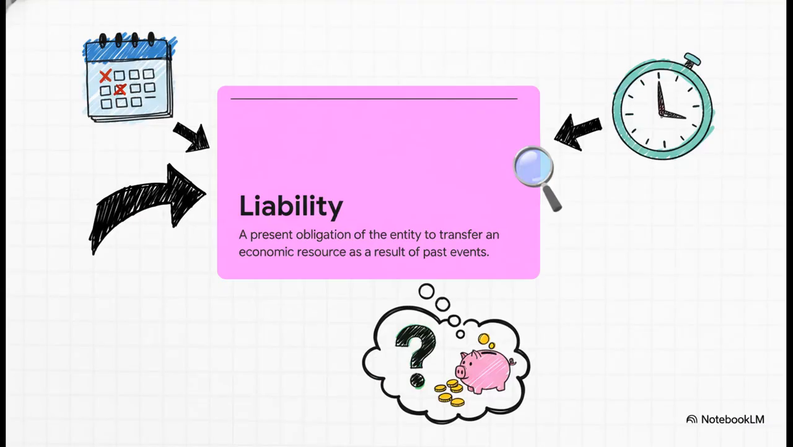Okay, first things first, let's get our definitions straight. What exactly is a liability? Well, think of it this way. You buy a coffee with your credit card. The second you swipe that card, you have a liability. You haven't paid the bill yet, of course, but because of a past event, buying the coffee, you now have a present obligation to pay up. The key here is that the obligation exists right now.